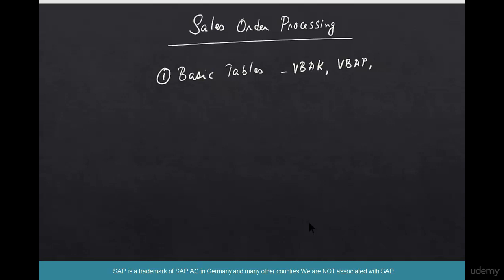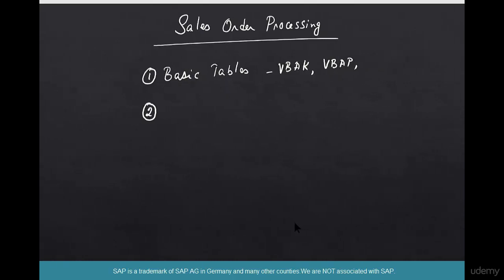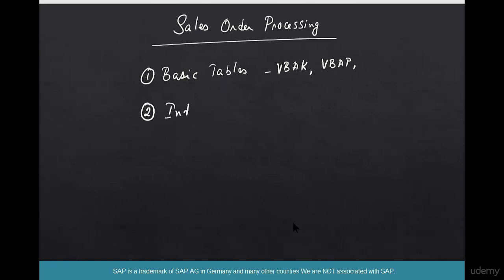A production order has some header data, item data, scheduling data, and so on. Same thing with MM. An MM purchase order has header data, line item data, partner data, and so on, right? So these are the basic tables that are updated. So far, so good. On top of that, SAP also updates the index tables.